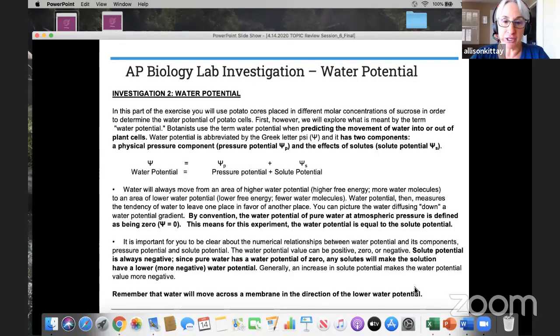By convention, the water potential of pure water at atmospheric pressure is defined as being zero. So the pressure potential is zero. Okay, this means that for this experiment, the water potential is equal to the solute potential. So if you look at that equation and the pressure potential is zero, then water potential is going to be equal to the solute potential.